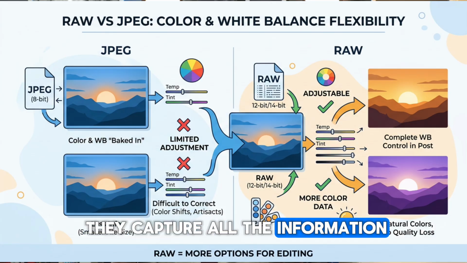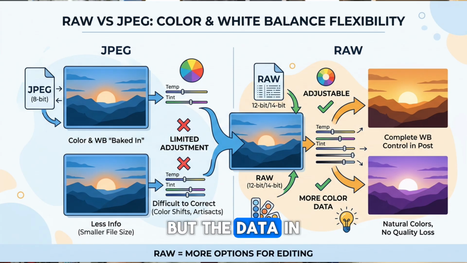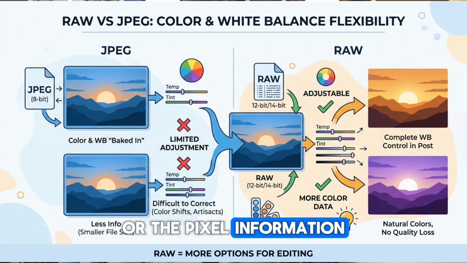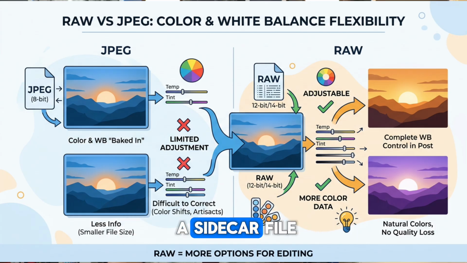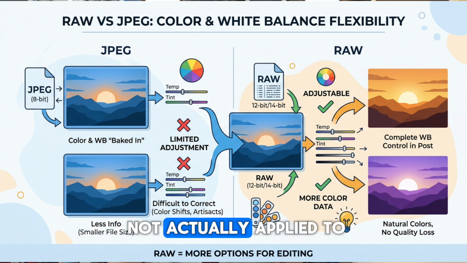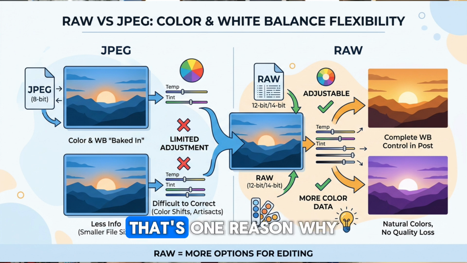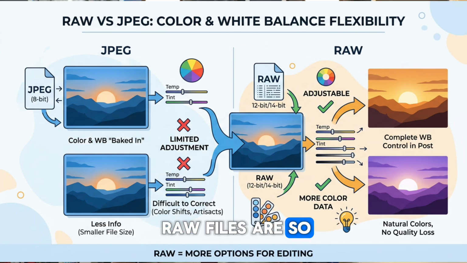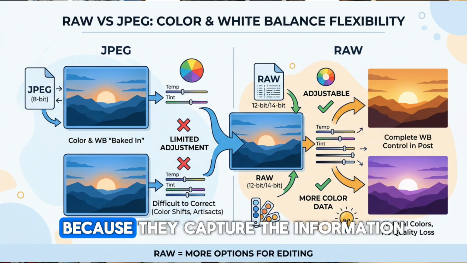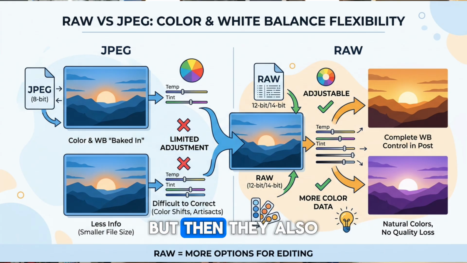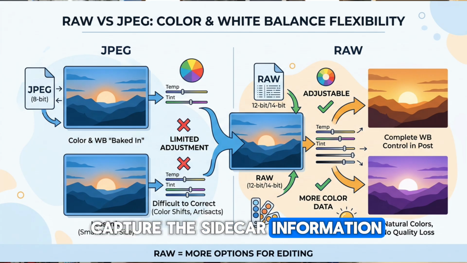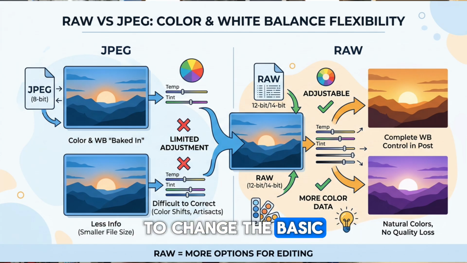They capture all the information, but the data in terms of the pixel information, what color they're going to be, etc., is actually saved in a sidecar file. It's called an XMP file. And so it's not actually applied to the image. That's one reason why RAW files are so much bigger than JPEG files, because they capture the information, but then they also capture the sidecar information to change the basic information later.